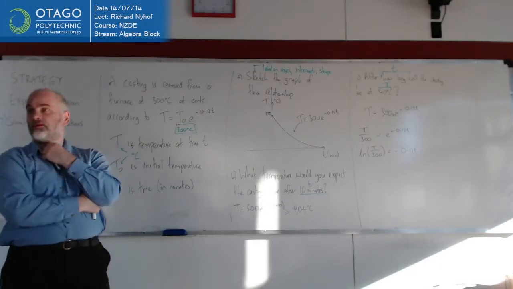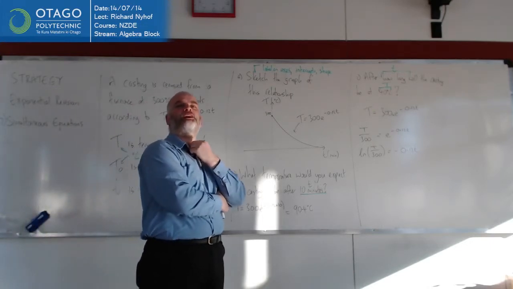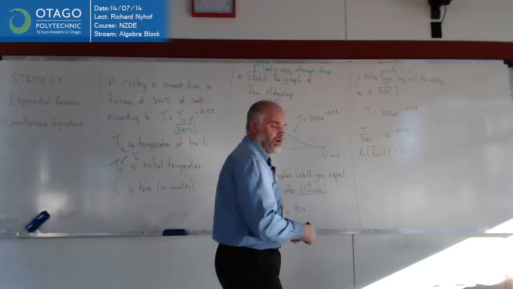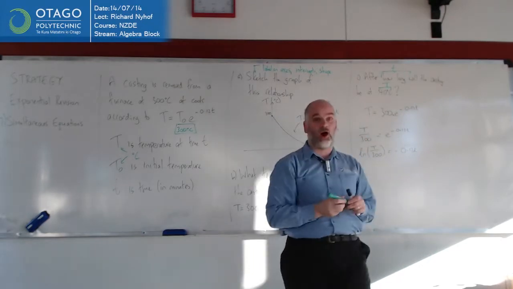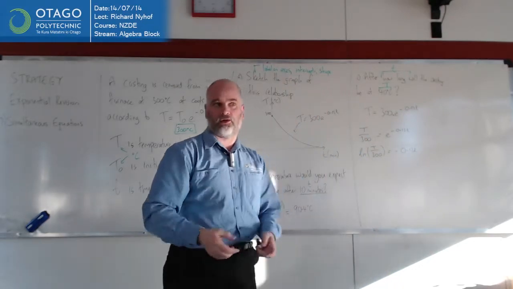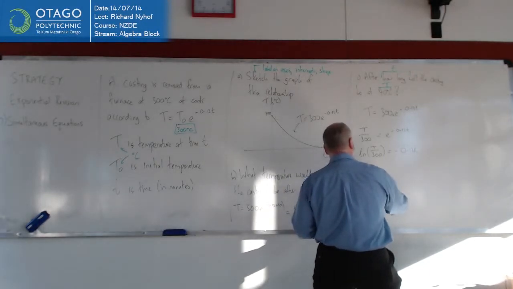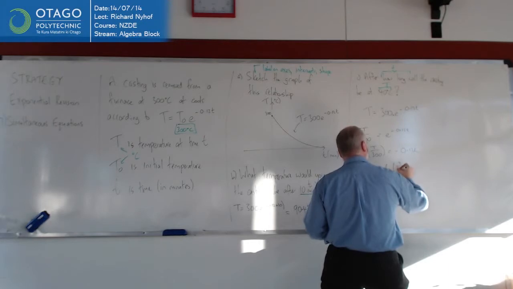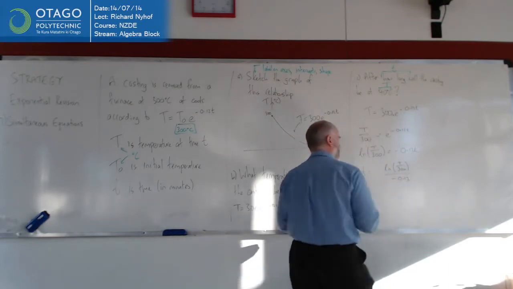Brilliant. Say again, Rich? Yep, divide by, exactly. Because again, we've now got negative 0.12 times t. So we want to undo that times, which is a divide. So we end up with little t equals natural log of t over 300 divided by negative 0.12.